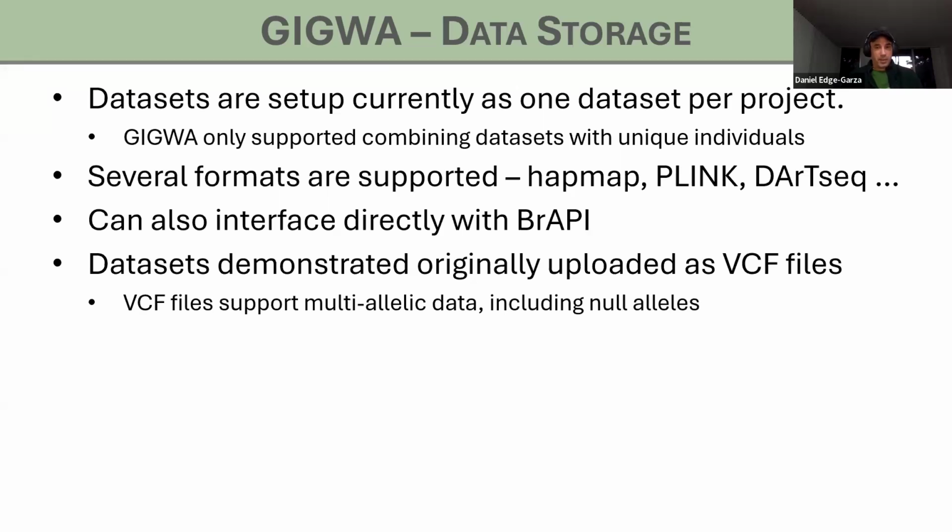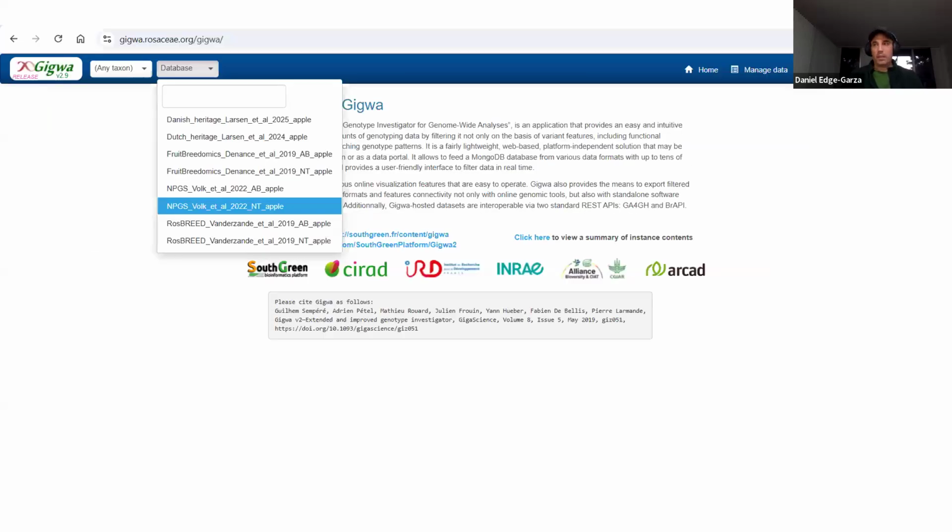If you need to do that, which is what I've basically needed to do with all of the apple and cherry and peach data sets, then I download these data sets, start manipulating them, turn them into VCF files, and upload them to GIGWA that way. VCF files provide a little bit of flexibility in terms of multi-allelic data and including null alleles in the data set. So it allows us to share those data sets in as original a format as they were presented to me, compared to the other types of formats on GIGWA.